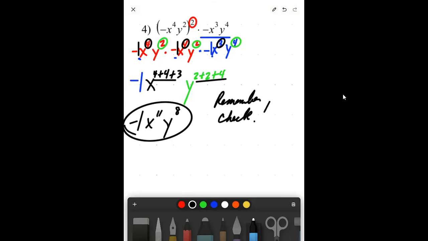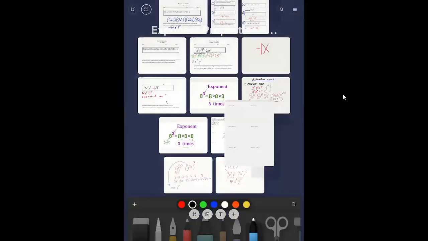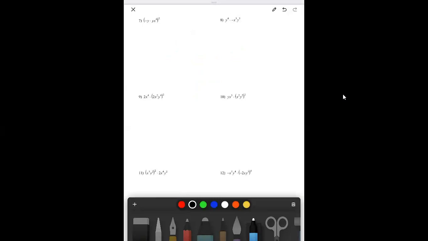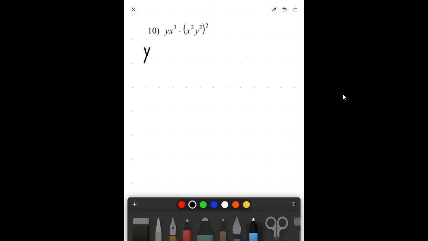All right, I'm going to do one more. I'm going to do one on the back page. Now, which one am I going to do? I'm going to do number 10 because a lot of students struggle with that one. Now, remember, pause the video, and then do it on your own and then come back. All right, so let's go. I'm just going to rewrite this y x to the third. And by the way, this has a 1 in front of it.